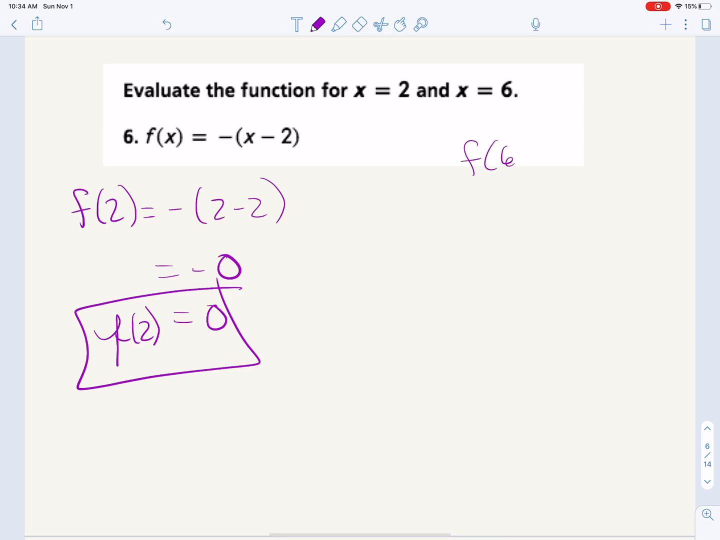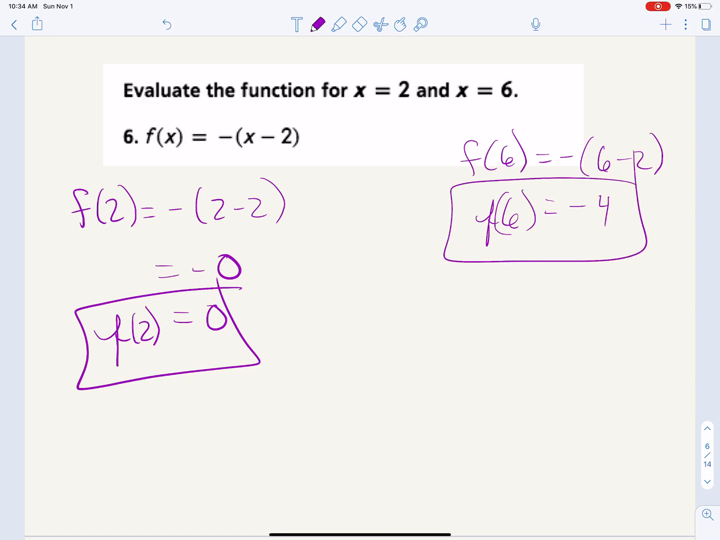Now let's plug in 6. So negative 6 minus 2. Function notation is also nice because you can follow your work. Anyone can follow your work. It's communicating. So then 6 minus 2 is 4. No need for parentheses. So f of 6 is negative 4. Not so bad. You're simply substituting and using function notation to express your answer.